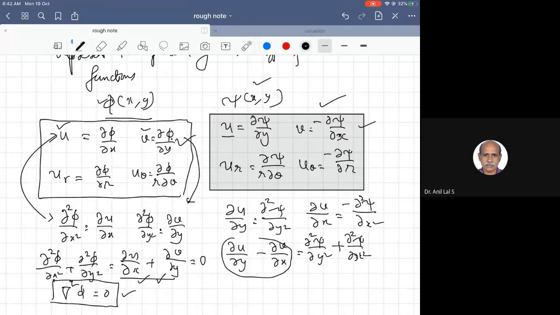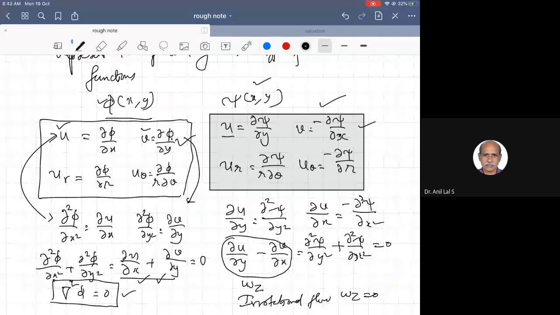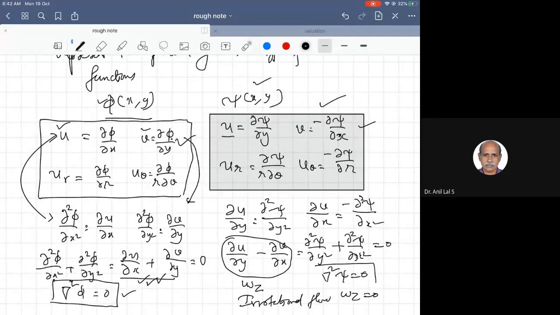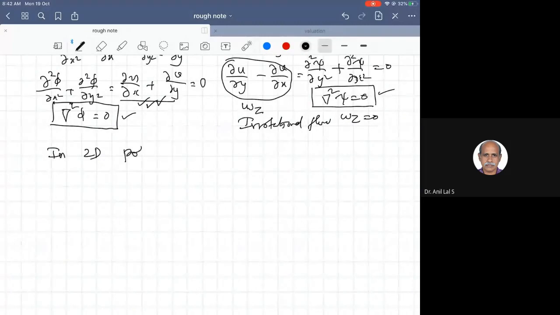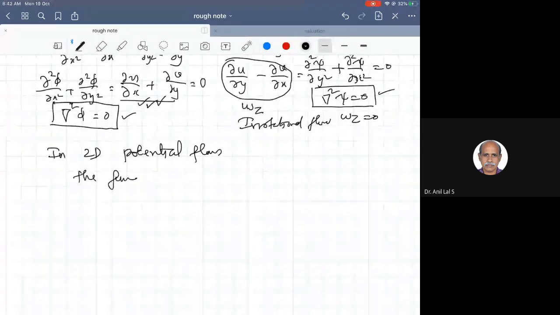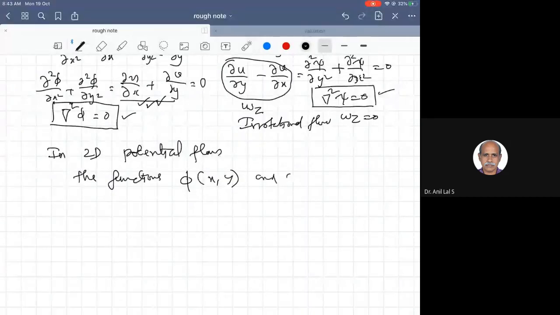So what is this? This is the component of vorticity along the z direction. Irrotational flow, omega z is equal to 0. So this is equal to 0. So irrotationality gives del squared psi is equal to 0. Incompressibility and continuity equation gives del squared phi is equal to 0. So psi is also harmonic, satisfying Laplace equation. So altogether we can say that in 2D potential flows, the functions phi of xy and psi of xy are harmonic, satisfying Laplace equation.